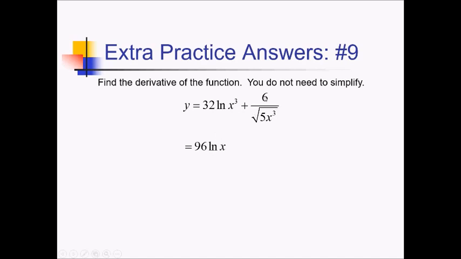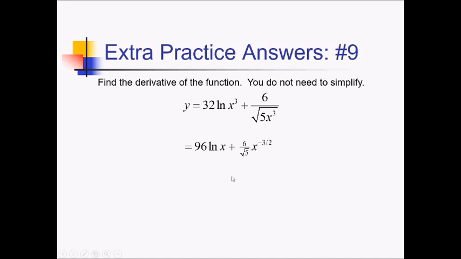Over here, I'm going to rewrite this thing. So part of the key is realizing that you can split up this radical 5x cubed into radical 5 times radical x cubed. So I can rewrite this as 6 over radical 5. And if I have 1 over the square root of x cubed, I really have x to the negative 3/2.